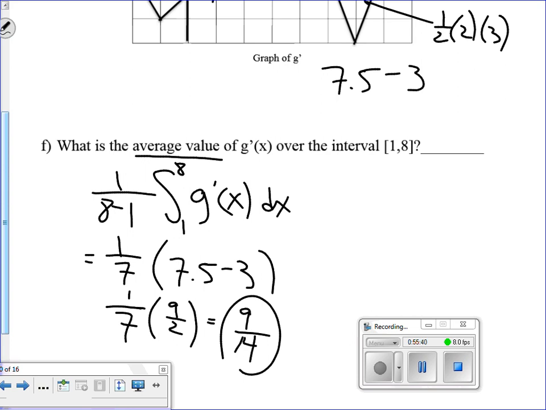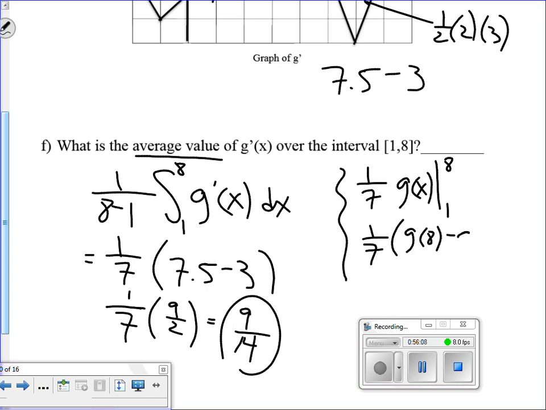Which, if you were interested, the average value of g prime would be equivalent to the average rate of change of g. Because if you took the antiderivative of g prime, this is a side thing, you don't have to do it this way. The antiderivative of g prime would be g, and you would plug in the 8 and the 1 and subtract, so you would get 1/7 times g of 8 minus g of 1. So it equals the average rate of change of g. But I hope I didn't confuse you with that. You could just do it this way.